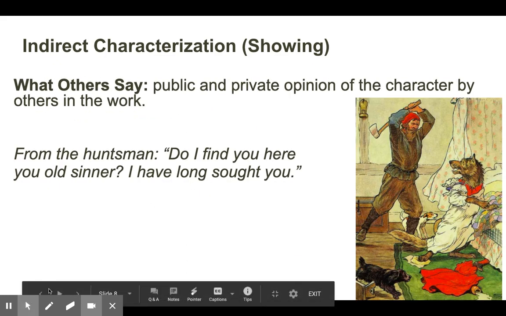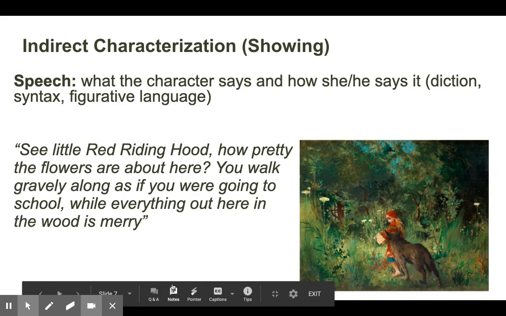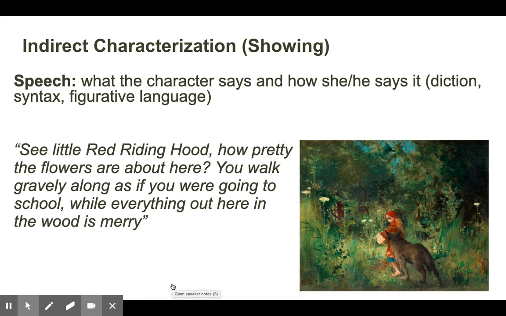Next is speech. Through the characterization, they're showing what the character says, and how she or he says it. And this can tie into dialect, the type of words that the character uses. The diction and syntax are really significant here because they tell us a lot about the character.